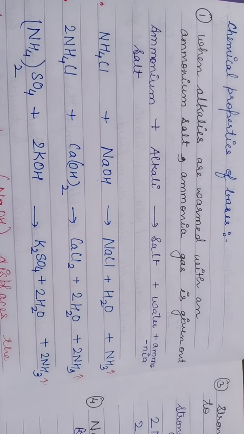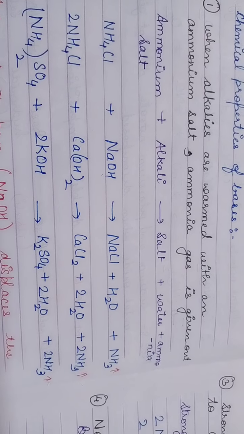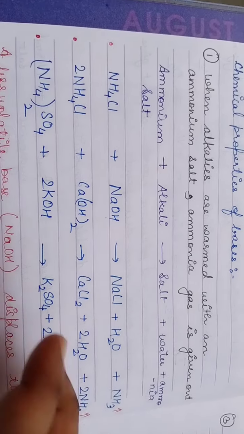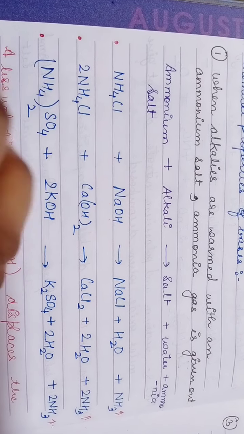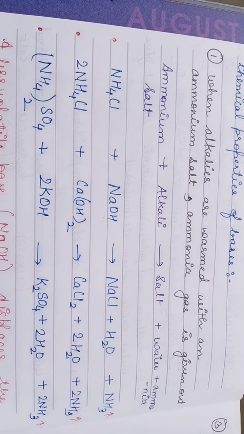Students, today we are going to start with the chemical properties of bases. The first one is when alkalis are warmed with an ammonium salt, ammonia gas is given out. Now you can see the word equation is ammonium salt plus alkali gives salt, water and ammonia.